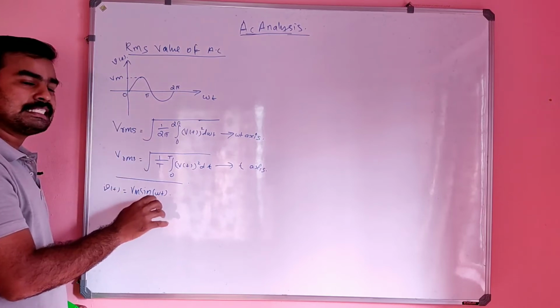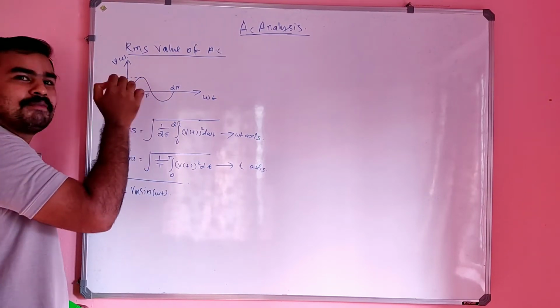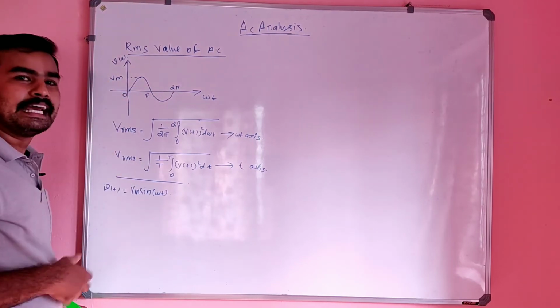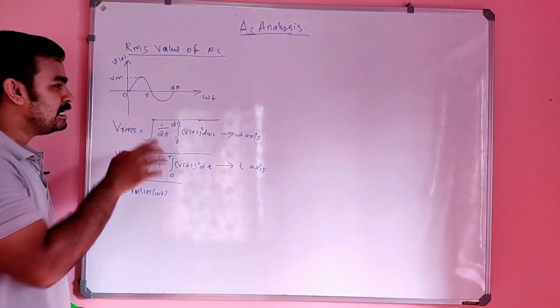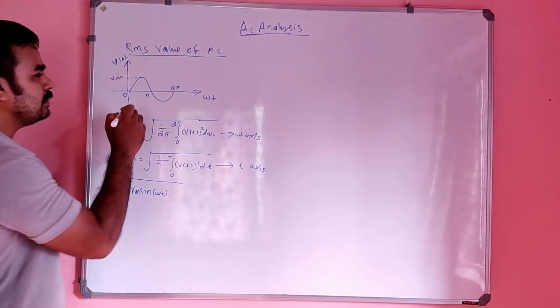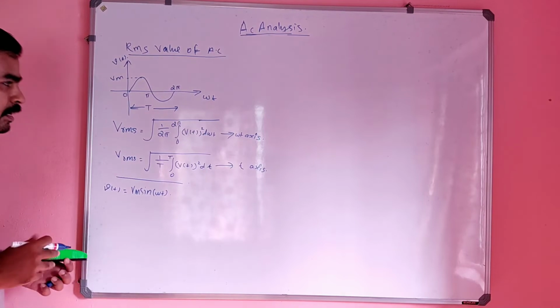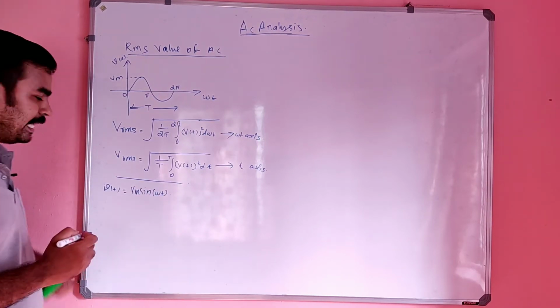This small t is nothing but the instant at which we are measuring the value. It is not the time period. Time period is capital T, right? I already mentioned in the last class, this is the time period, not this. This is the instantaneous time.